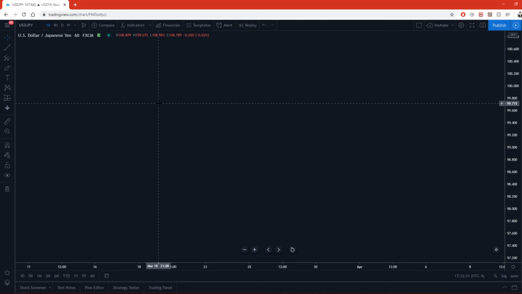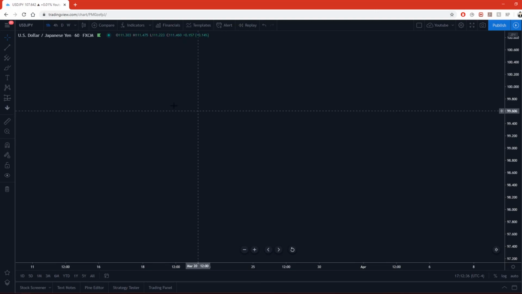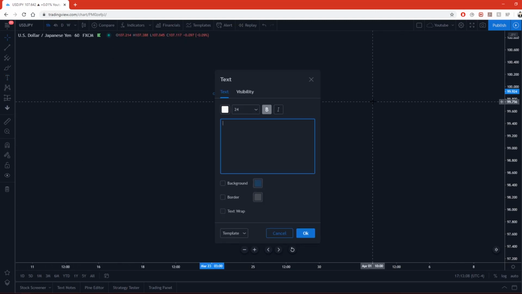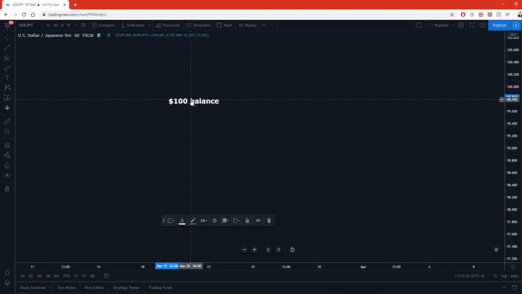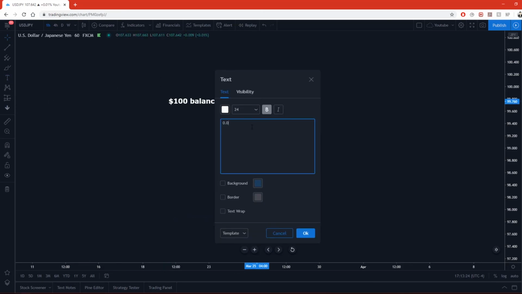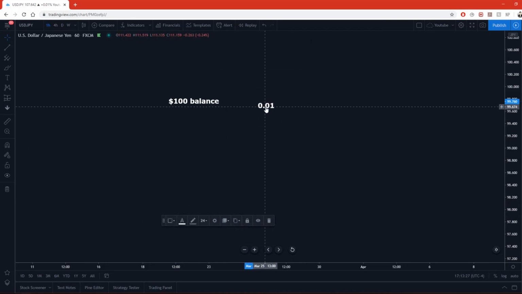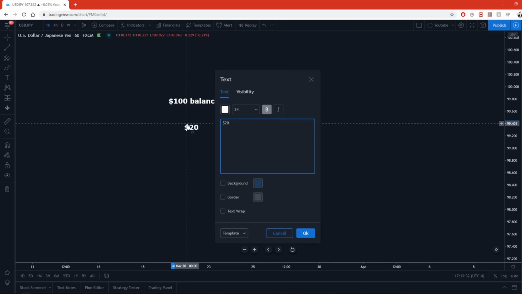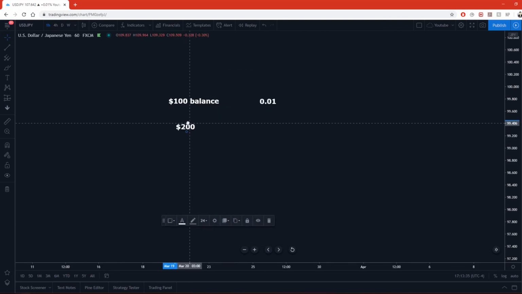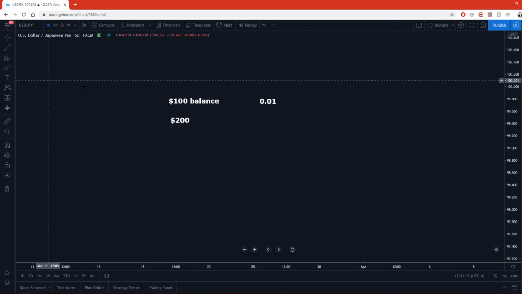So the way I learned it is I learned it to measure the lot size out with how much your account balance is. And what I mean by this is, so let's say you have a $100 balance. And for this $100 balance, what would the lot size be? So let me explain this to you. So for every $100 in your balance, you would put 0.01 as the lot size. So if it would be 200, you would go for the $200 balance, you would do the same thing but 0.02, and it'll just keep going up.